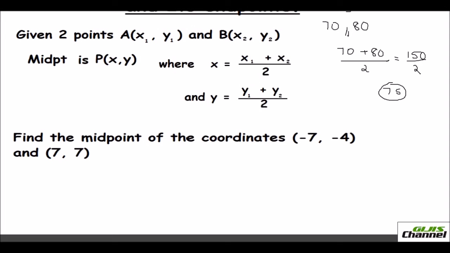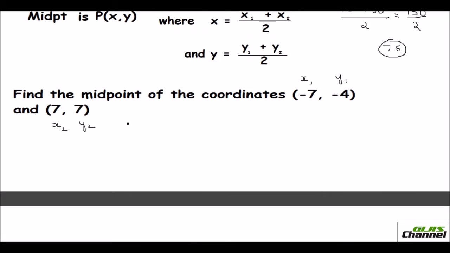Find the midpoint of these coordinates. The first is -7 comma -4 and the second coordinate is 7 comma 7. Let us take the first coordinate as x1, y1 and the second coordinate as x2, y2. It is not always necessary that you take the first coordinate as x1, y1. You can even take 7 comma 7 as x1, y1 and the other coordinate as x2, y2.